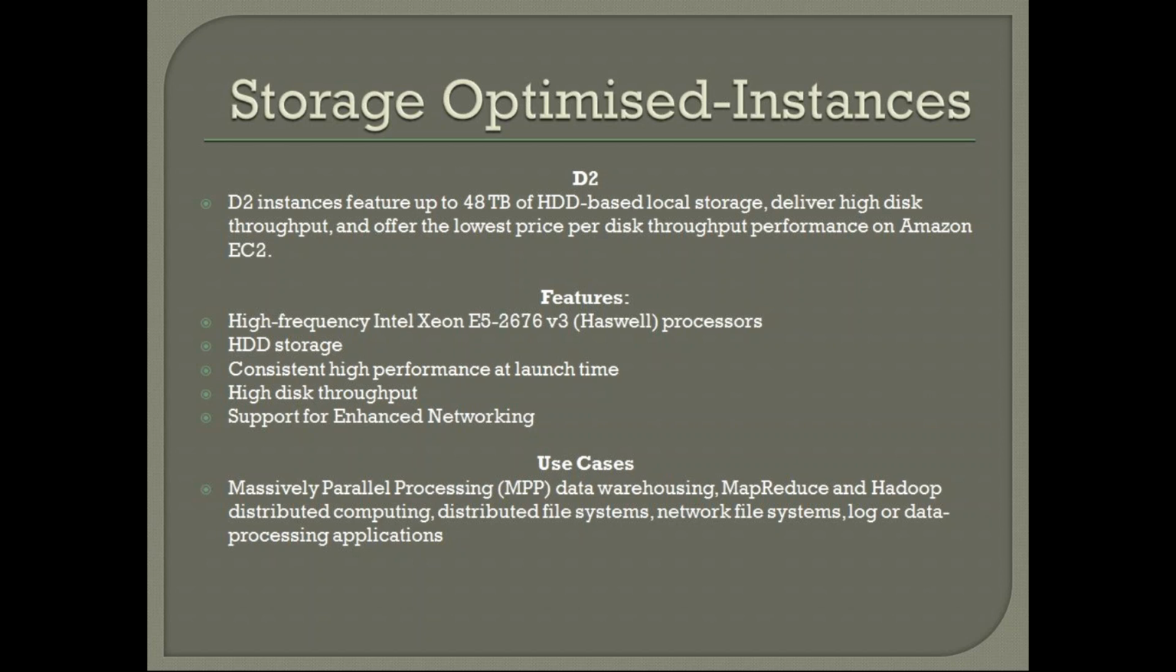So use cases are massively parallel processing, data warehousing, MapReduce, Hadoop, distributed computing, distributed file systems and network file systems, as I said, network file systems, log or data processing applications. So the examples are Hadoop, Spark or Cassandra or something like that, Informatica or Tableau or something like that. So these are the storage optimized instance types.